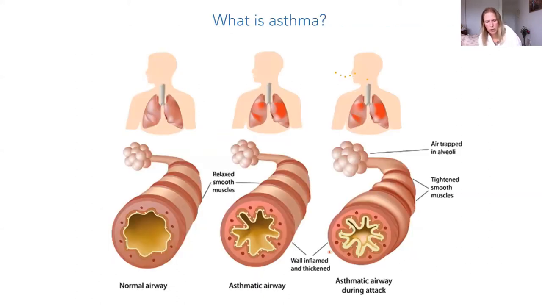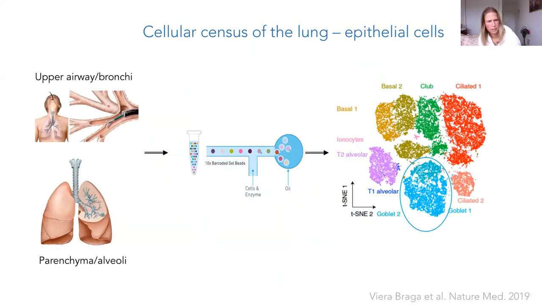So in asthma, what happens is that the normal airways become inflamed and thickened, and the tightening basically leads to respiratory distress. And as I said, the way we got that asthmatic tissue was by bronchoscopy upon sedation of asthmatic patients. And we contrasted that with a cohort of healthy volunteers. And in this case, the cells were studied using microfluidic droplets.